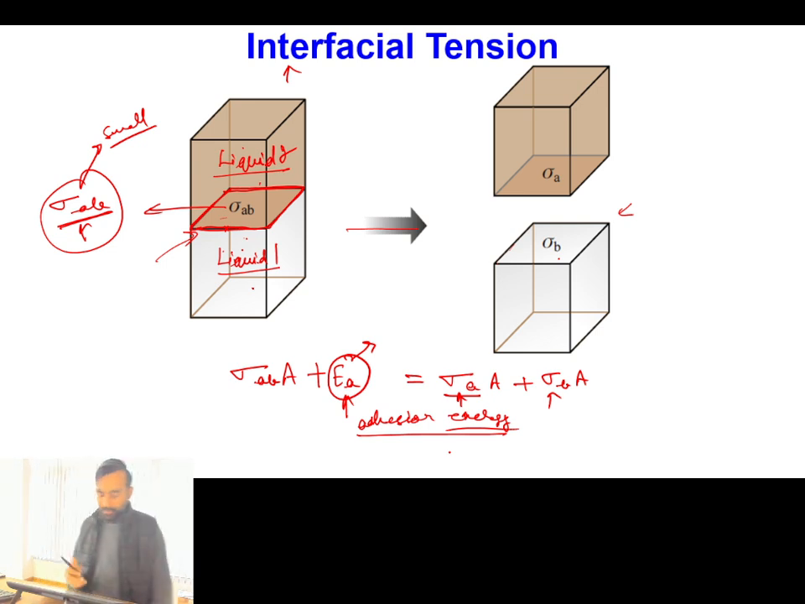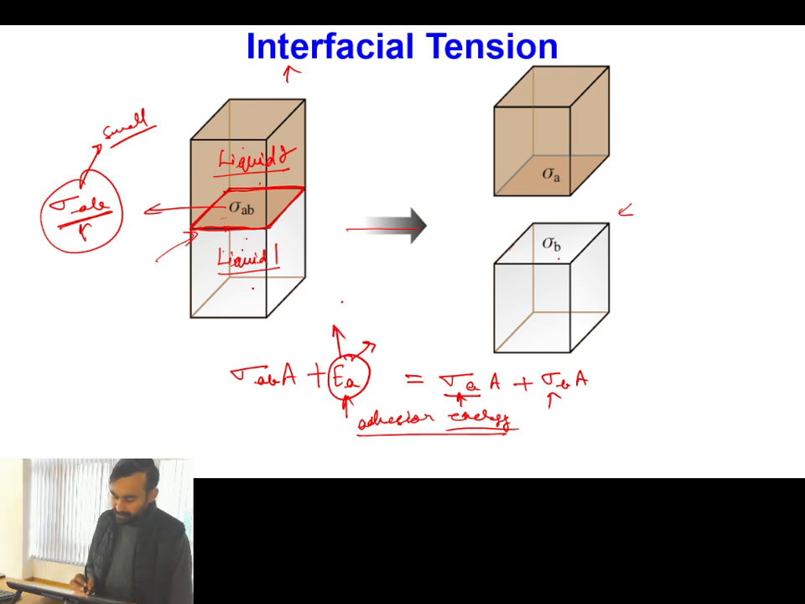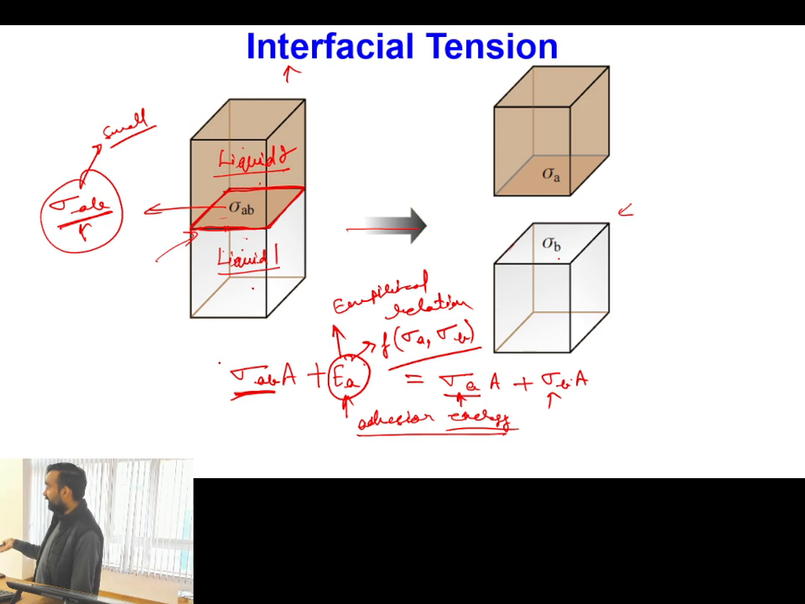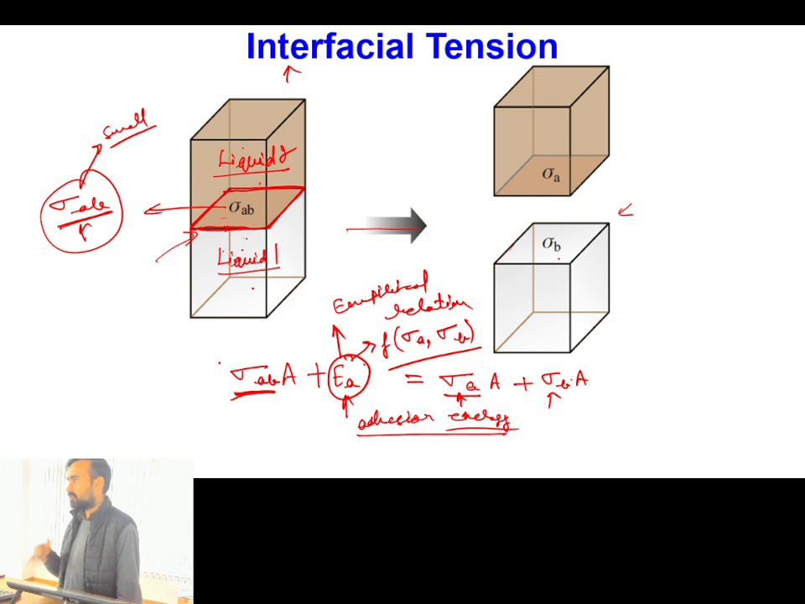So for estimating EA, majority of the time we have some empirical relations, and these empirical relations just involve the functional dependence on the individual surface tensions sigma A and sigma B. Then, using this information from the empirical relation and the individual surface tensions, we can calculate the value of interfacial tension. However, there are certain experimental ways to calculate this. What are these experimental ways? Of course, our interest is to study these.